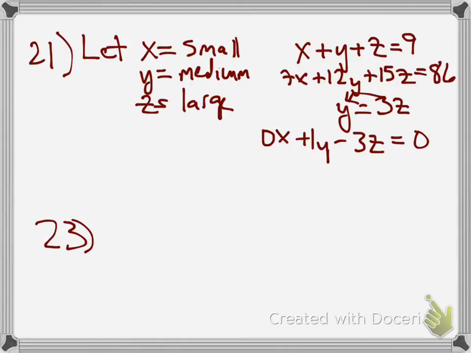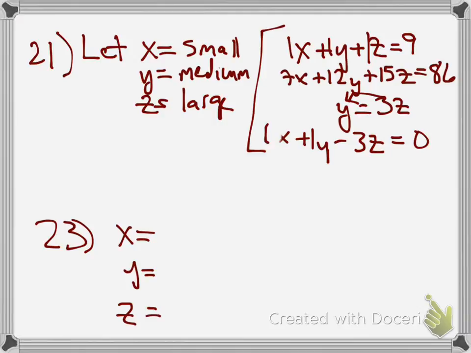So then I can type that into the calculator, and when I do that, you should get that x equals 5, y equals 3, and z equals 1. That means there were 5 small packages sold, 3 medium packages sold, and 1 large package sold. Okay, so there's that one right there, and now let me do number 22.